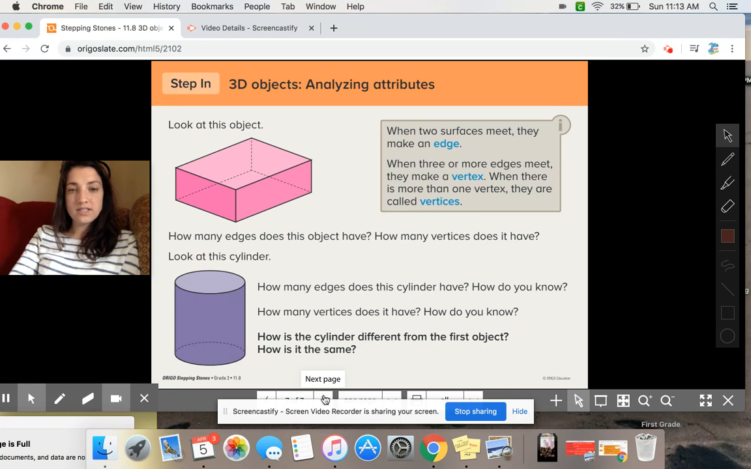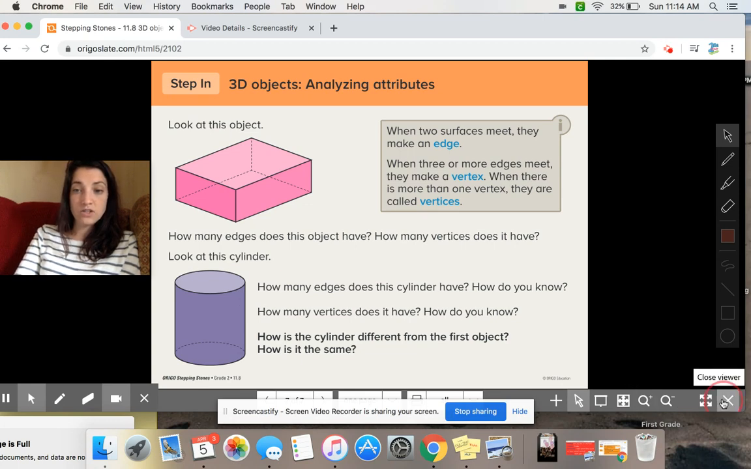Now I want to know, how is this cylinder different from the first object, and how is it the same? So I want you to think about that for a moment. Yeah, so some of my friends said that these two shapes are both 3D objects. That's one way that they are the same. How are they different though? Yeah, they are different. The rectangular prism has vertices and the cylinder doesn't. Another friend even said that the rectangular prism has straight edges and the cylinder has curved edges. So those are some ways that they're the same and some ways that they are different.